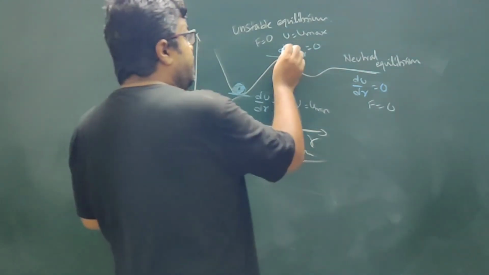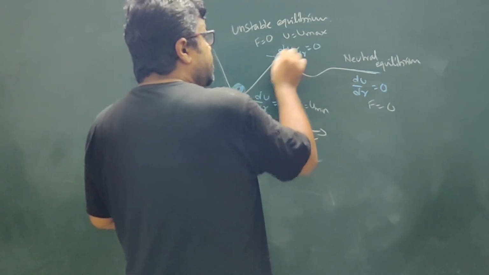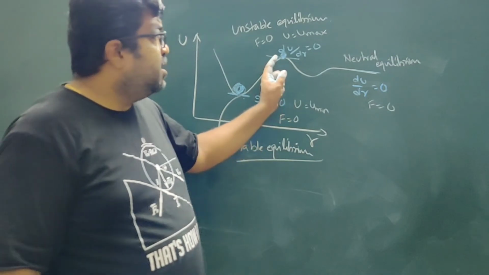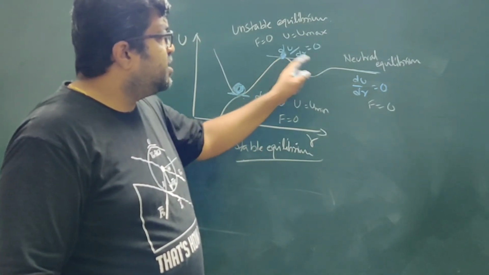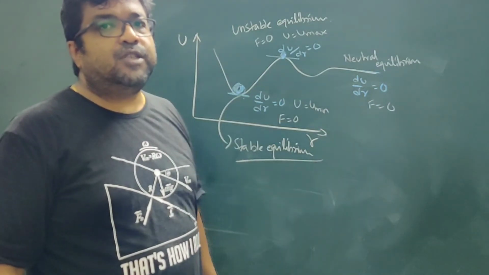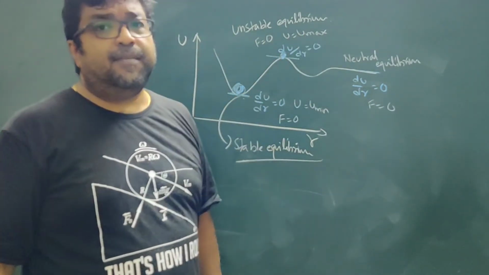Now here if I place the same body at this particular location, it will remain at rest. It is in equilibrium. But if it is slightly disturbed, it will go in this direction, or in this direction. It will not return to its original position. So that is why it is called unstable equilibrium.